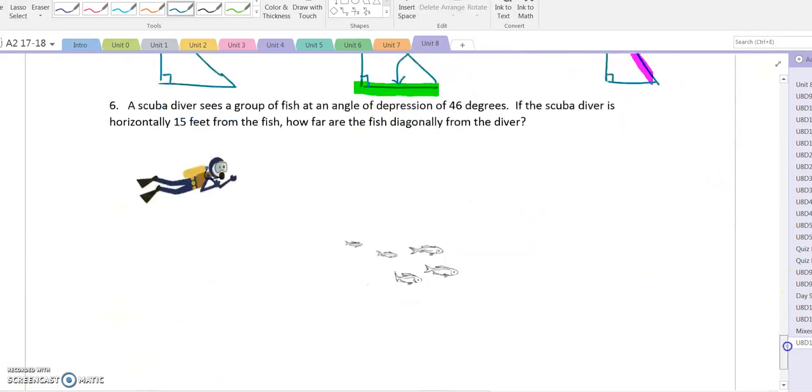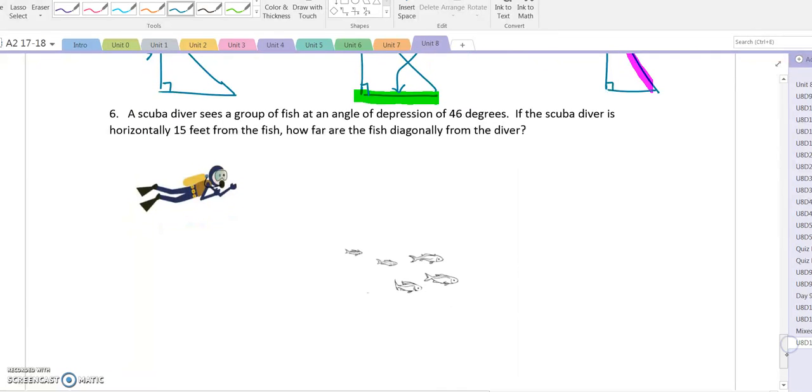All right, so let's try this last example here. It says, a scuba diver sees a group of fish at an angle of depression of 46 degrees. And we've got part of the picture for us just to give you an idea. If the scuba diver is horizontally 15 feet from the fish, how far are the fish diagonally from the diver?